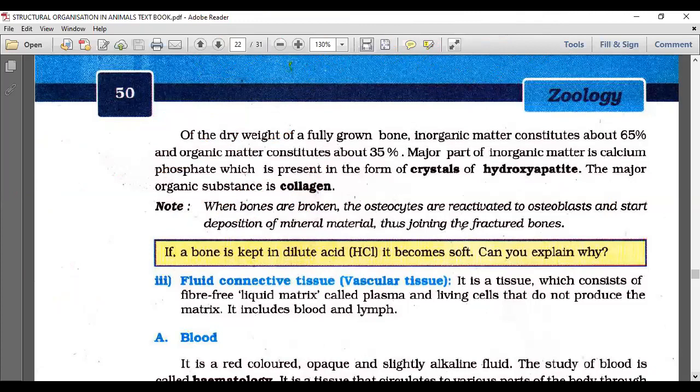Finally, when bones are broken, the osteocytes are reactivated to become osteoblasts and start deposition of mineral material, thus joining the fractured bone. So we learned about the osteoblast. Finally, we'll also discuss the osteoclast.